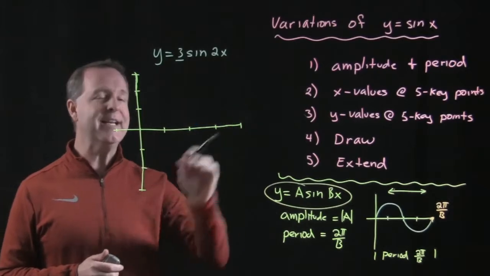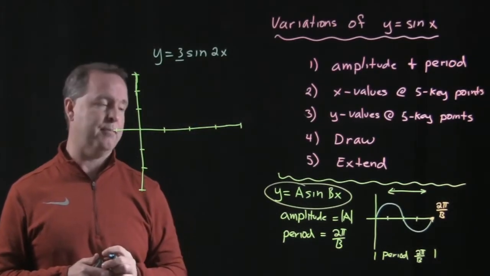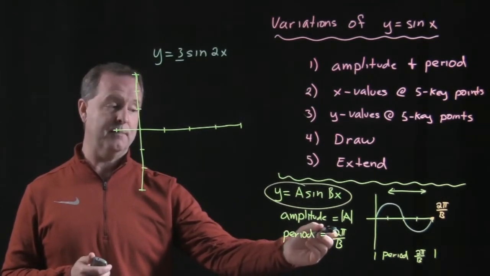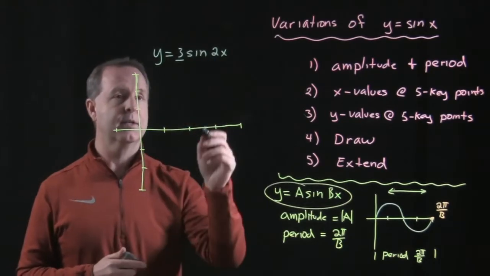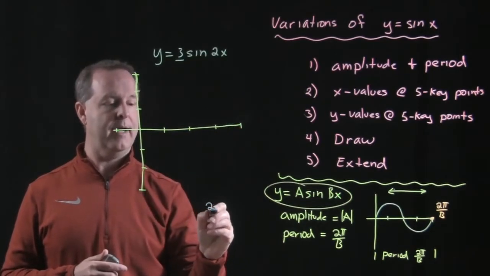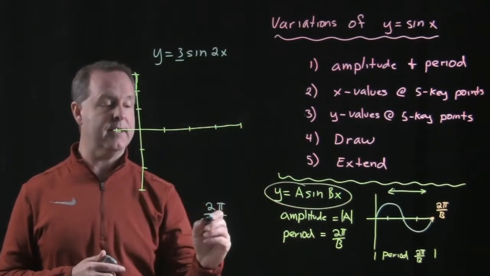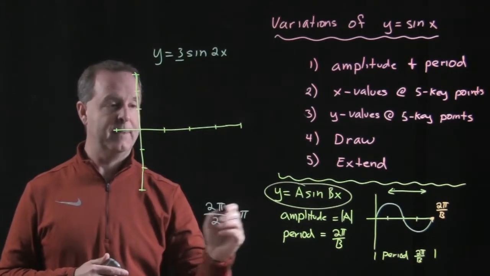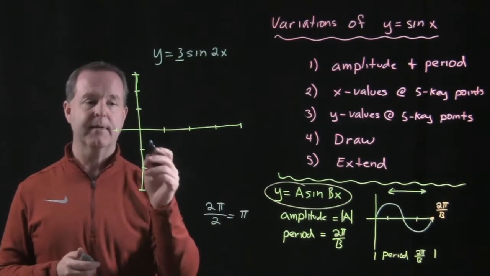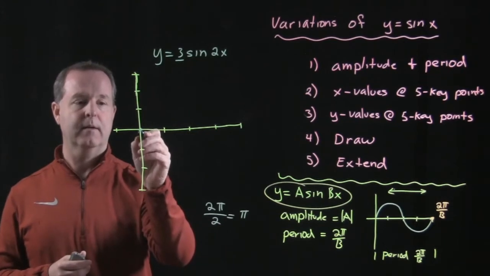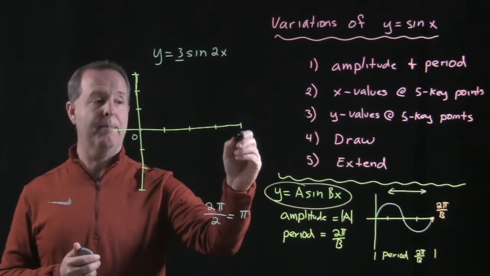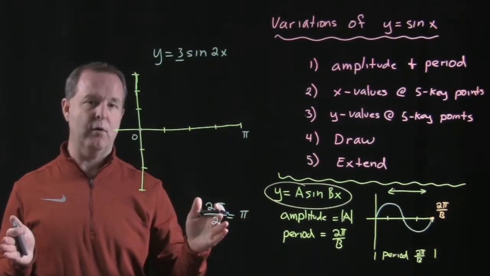But to find those, we need to determine the period. The period of a sine graph is determined by 2 pi divided by the value of b. In this particular case, I would have 2 pi divided by b, which is a 2. So I have a full period taking pi to travel. What does that mean? It means that my first point would be 0. My last point, rather than 2 pi as normal, is going to be pi. That's how long it takes to go a full cycle.